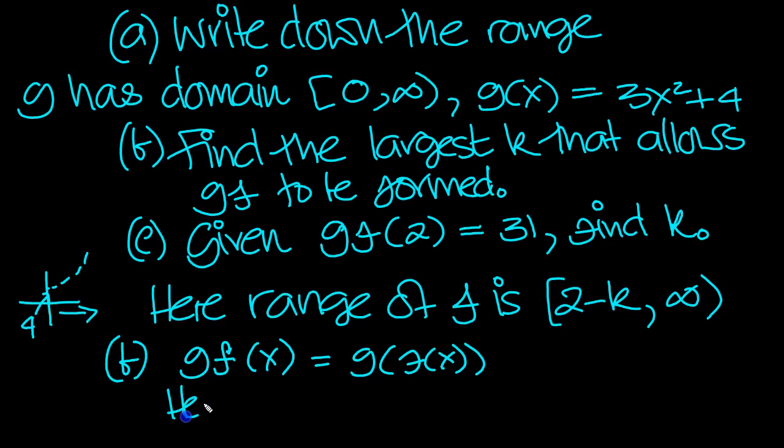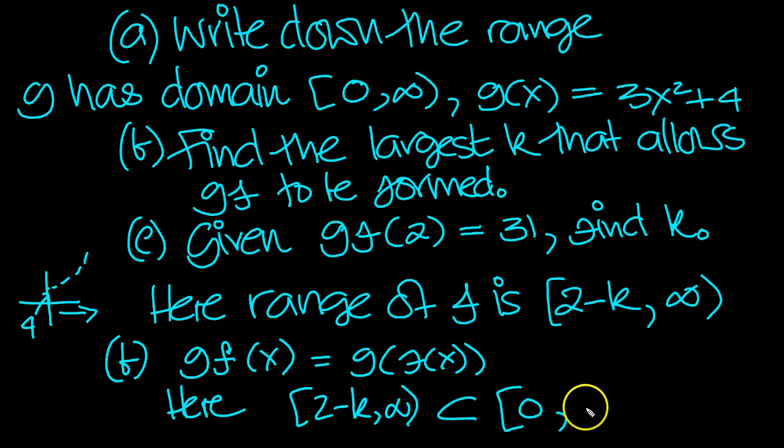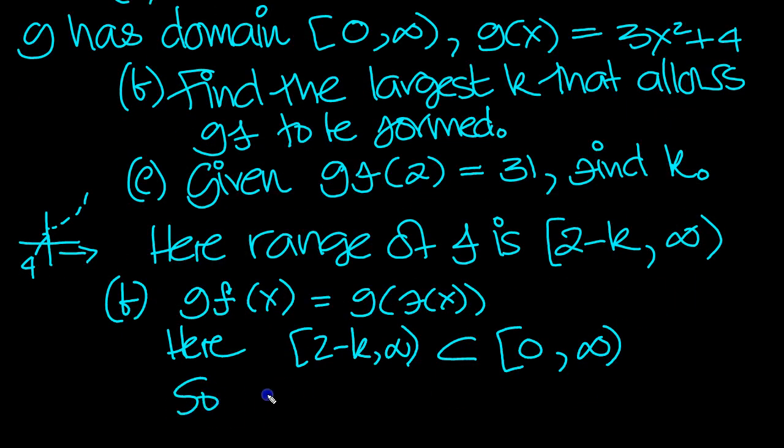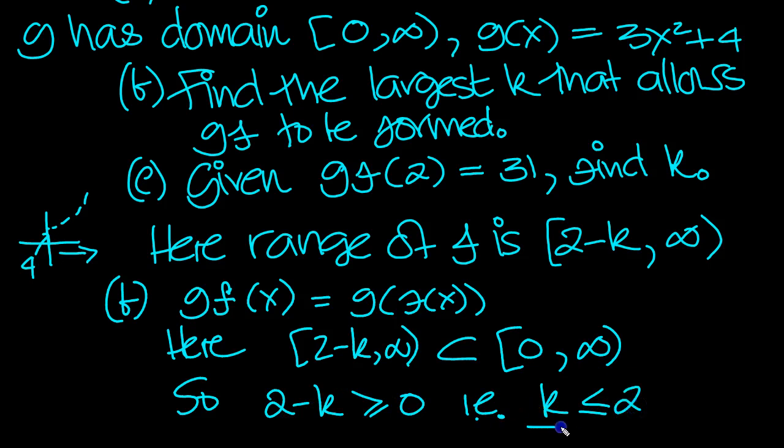So the range of f must be a subset, it must sit inside the domain of g. That tells us, provided that this is greater than or equal to 0, we're okay. So 2 minus k needs to be greater than or equal to 0. Move the k over and read it from right to left: k is less than or equal to 2. Okay, so we've done that then.